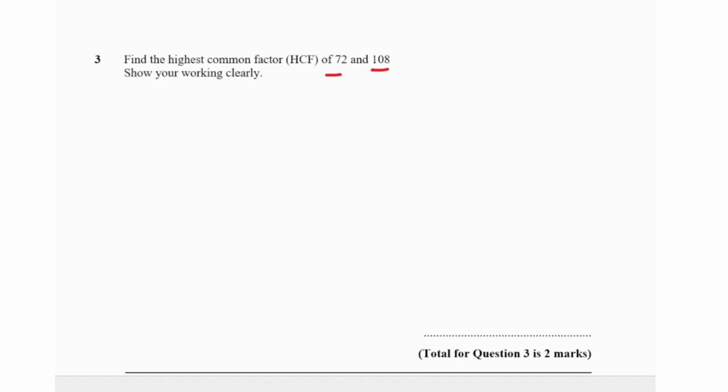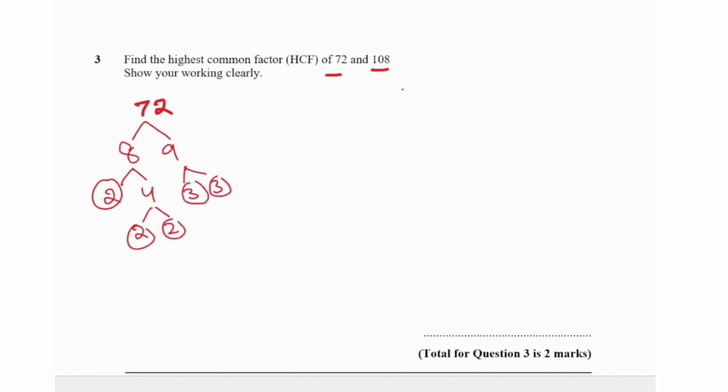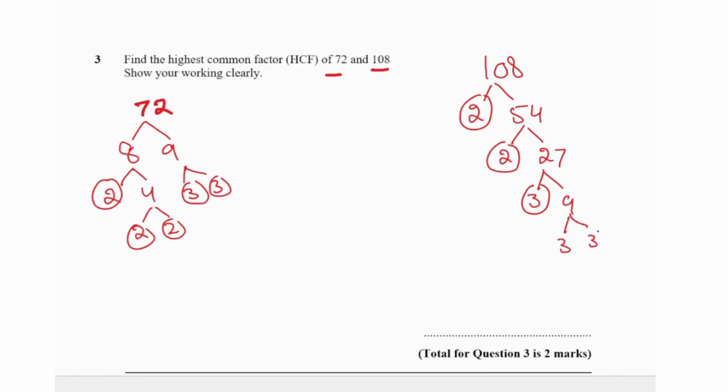So 72, let's write down the prime factors of 72. It is 8 times 9, 2 times 4, and 2 times 2, and then 3 times 3. This is 72. Now we're going to write down here 108. 108 is 2 times 54. 54 is 2 times 27, and 27 is 3 times 9, and 3 times 3.